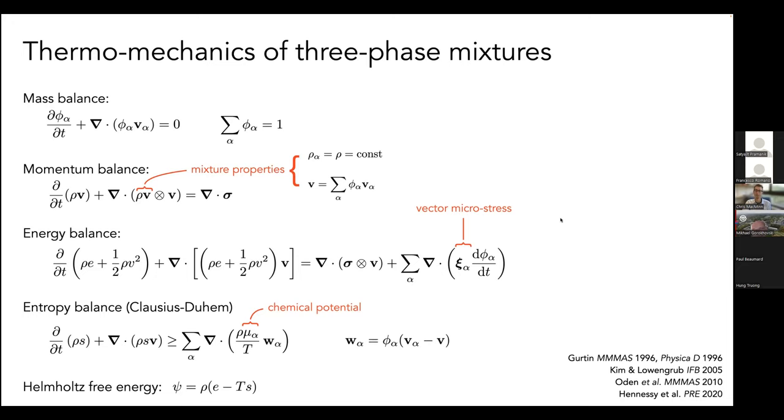In a certain sense, this vector microstress is kind of a constitutive equation of the stress that are known, so it's a way to model them, right? Yes, it's a way of including compositional changes in your energy balance, basically. Okay.